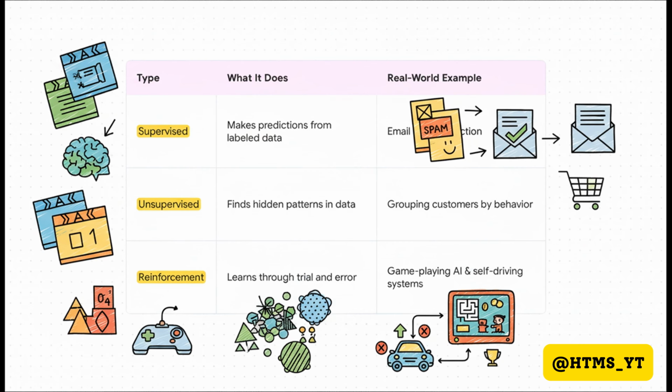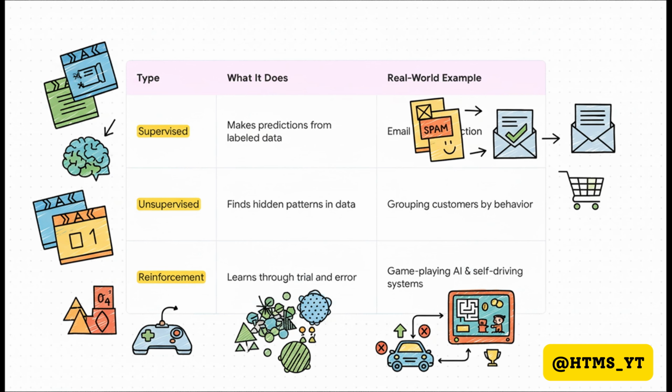Then you have unsupervised learning. This is the total opposite. We just dump a ton of unlabeled data on the machine and say, hey, find something interesting in here. This is how your streaming service might group people with similar tastes together without even knowing what those tastes are called. And finally, there's reinforcement learning.